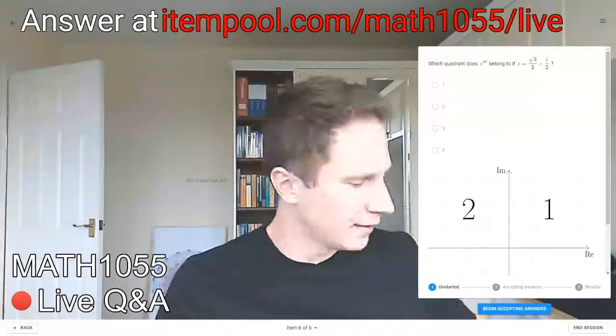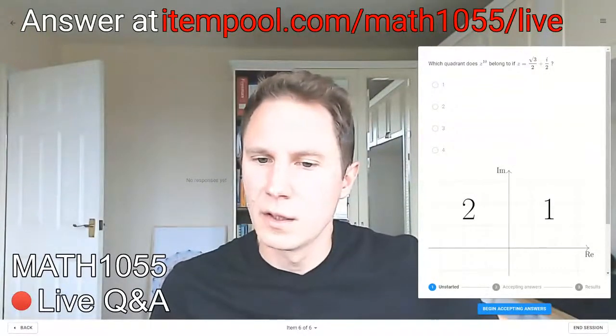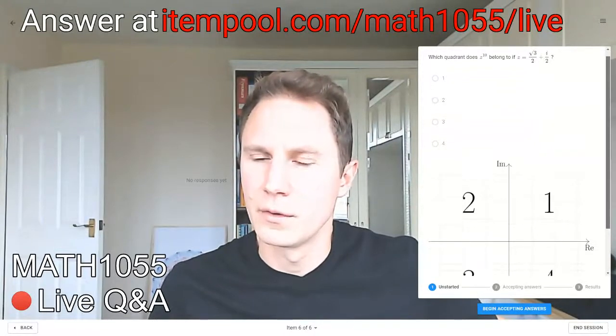So this is a tricky one, and indeed it might be a bit too difficult. I hope it's not. If you watched all the videos, you should be able to answer this question, which asks you to decide which quadrant the complex number z to the 10th power belongs to, if z is equal to √3/2 plus i/2. Okay, and just to show you, these are the four quadrants of our complex plane.